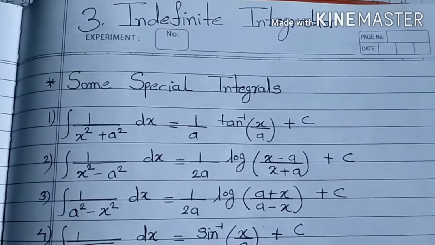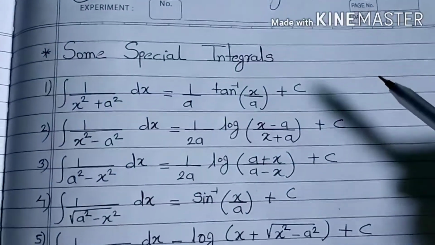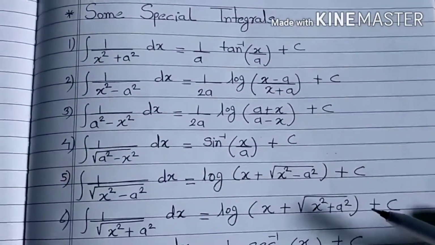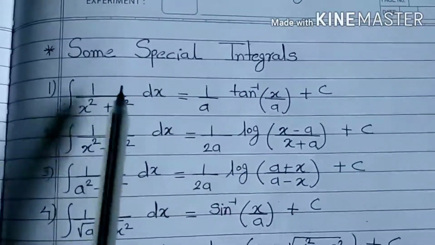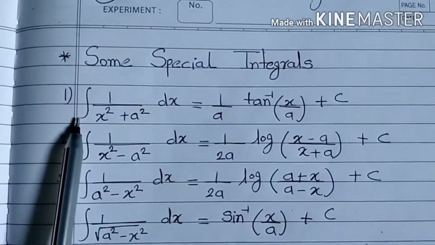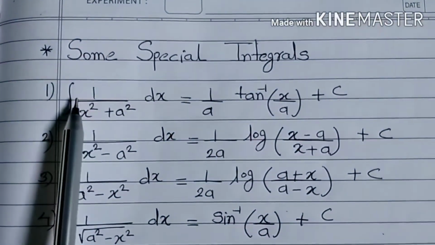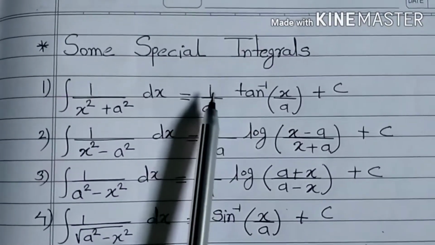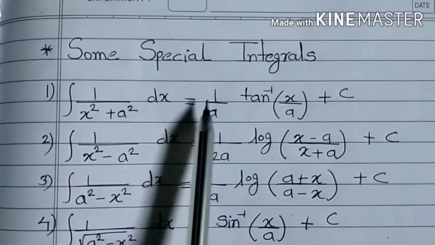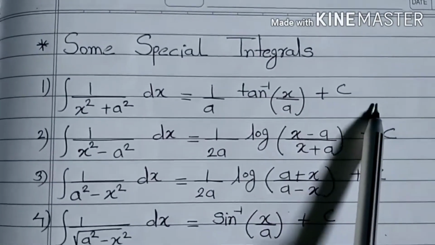Today we discuss some special integrals. These are some theorems and their proofs are in our textbook. These theorems we can use like formulas. So our first formula is integration of 1 upon x square plus a square dx, which is equal to 1 upon a tan inverse x upon a plus c.